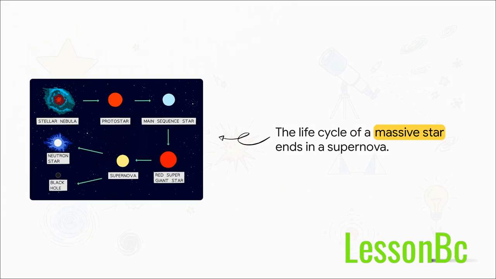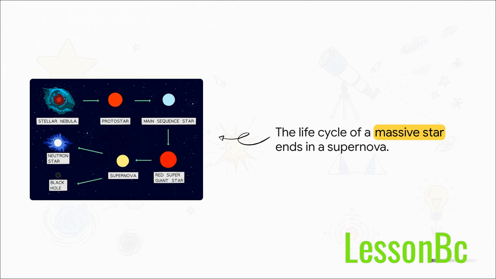Section 4, the high mass path. Okay, so what about the heavyweights? For stars that have a much larger mass than our sun, the path leads to a way more dramatic fate. Instead of a regular red giant, the star bloats into a monstrous red supergiant. And because it's so incredibly huge, it burns through its remaining fuel at a furious pace.